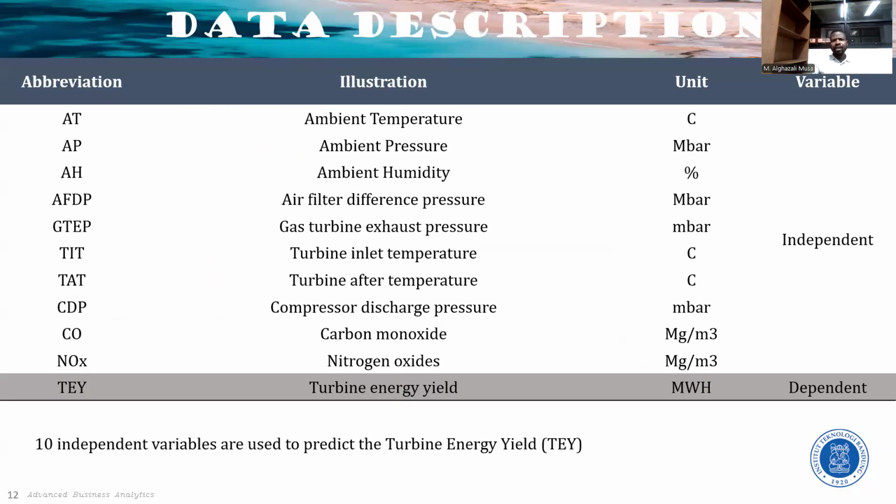So let's break down the data. We have many features: ambient temperature, ambient pressure, humidity, air filter difference pressure, gas turbine exhaust pressure, inlet and outlet temperatures. We have discharge pressure. We have carbon monoxide and also nitrogen oxides emissions. Those are independent variables, while the last one, the turbine energy yield or the total energy yield in an hour, is the dependent variable.